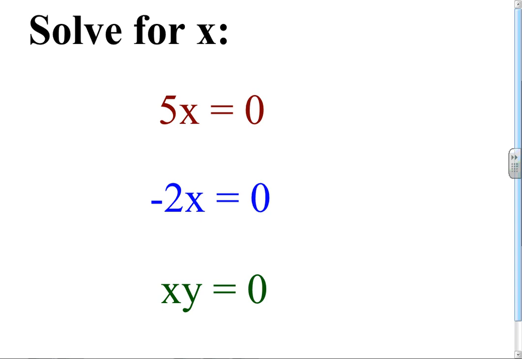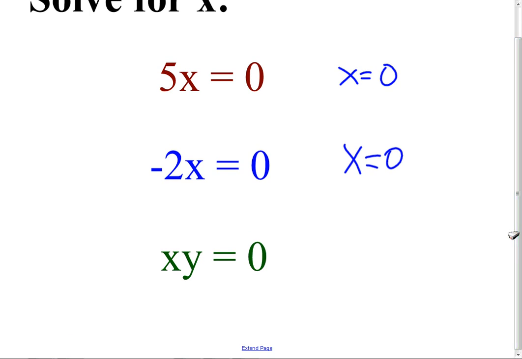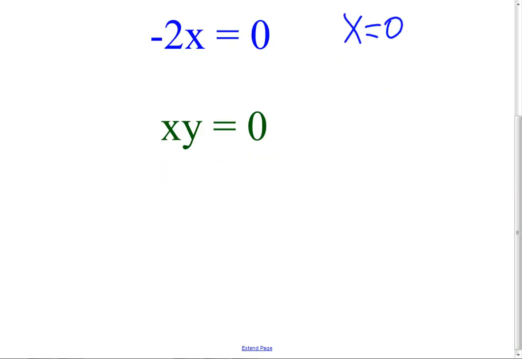So what it's saying is if I have two numbers and they multiply to 0, what does one of them have to be? 5 times what gives you 0? 0. Negative 2 times what? Those are all 0. But what about this next one? X times y gives you 0. Why 0? Well, y could be 0. So y is equal to 0, or x equals 0.